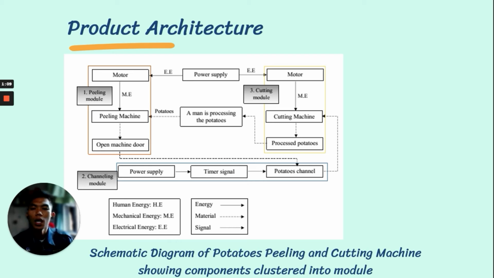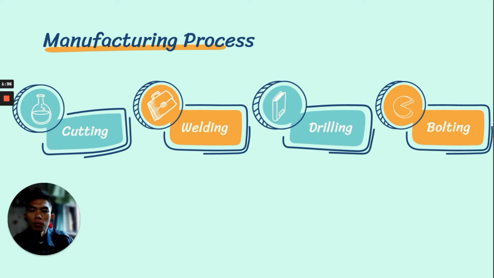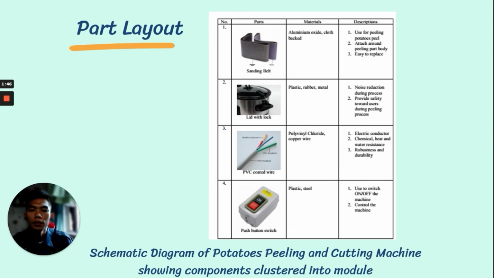Next, the product is divided into 3 different modules. Module 1 is the peeling module, module 2 is the channeling module, and module 3 is the cutting module. The energy used are human energy, mechanical energy, and electrical energy. There are some processes needed to complete the fabrication of our product, which are cutting, welding, drilling, and bolting. As you can see, this is the part layout of our product.